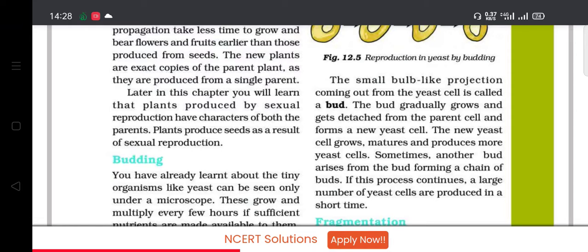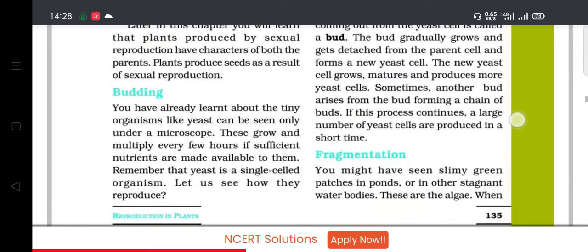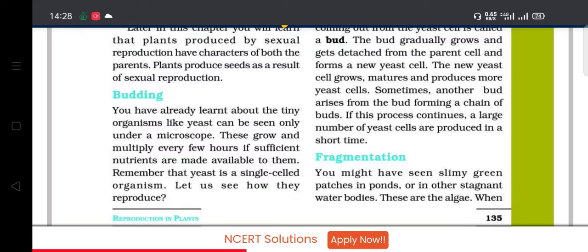The same happens with the hydrilla plant, children. There also a bud forms and from that bud the hydrilla plant gets separated. The new yeast grows, matures and produces more yeast cells. So in this way the budding process takes place.